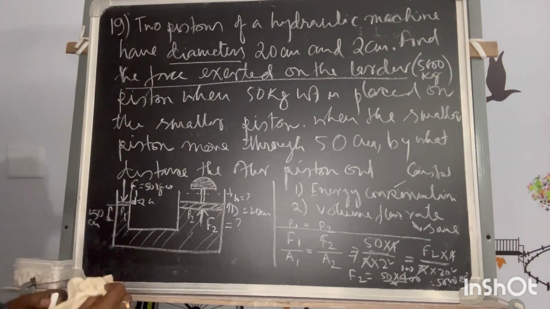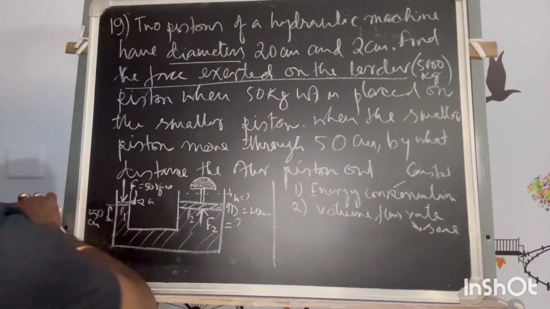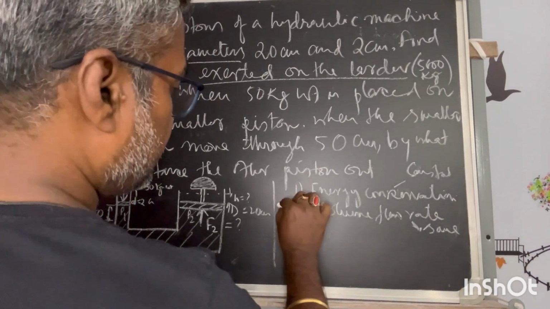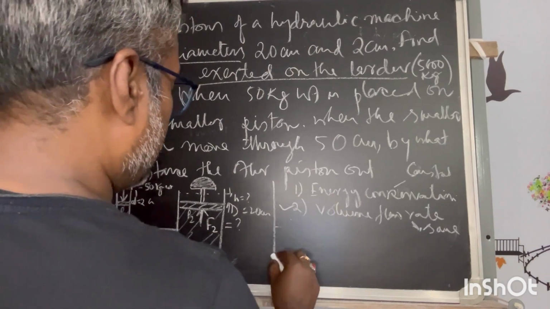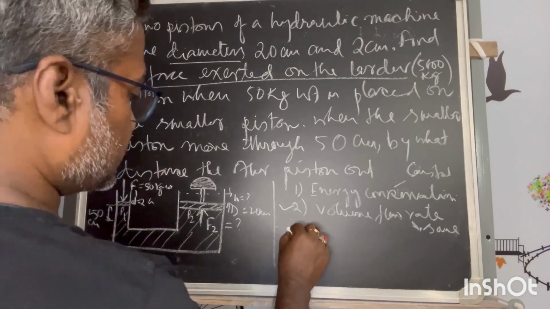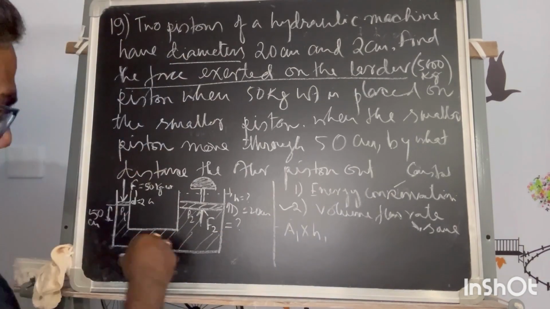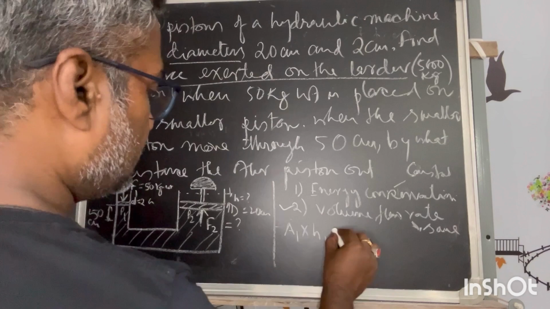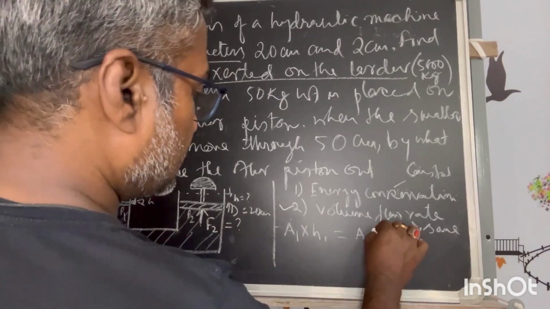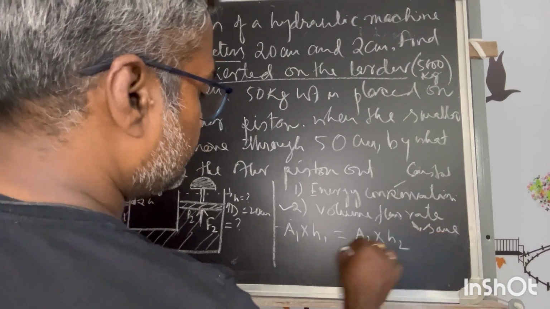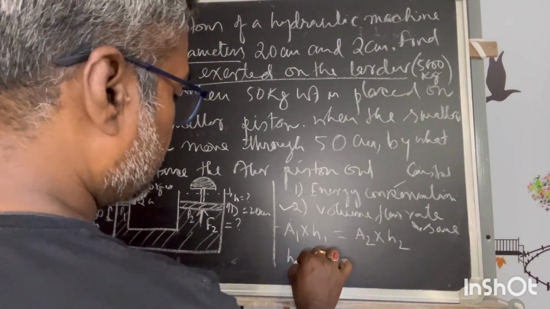For the second part, you have to find the displacement of the arm. So displacement of arm can be gotten from this. Okay, so how will you get the volume flow rate? The cross section A1 into the height, the displacement, the volume flow rate of the liquid, must be the same as the cross section of this arm into the height raised H2. Now out of this, H2 is not known.